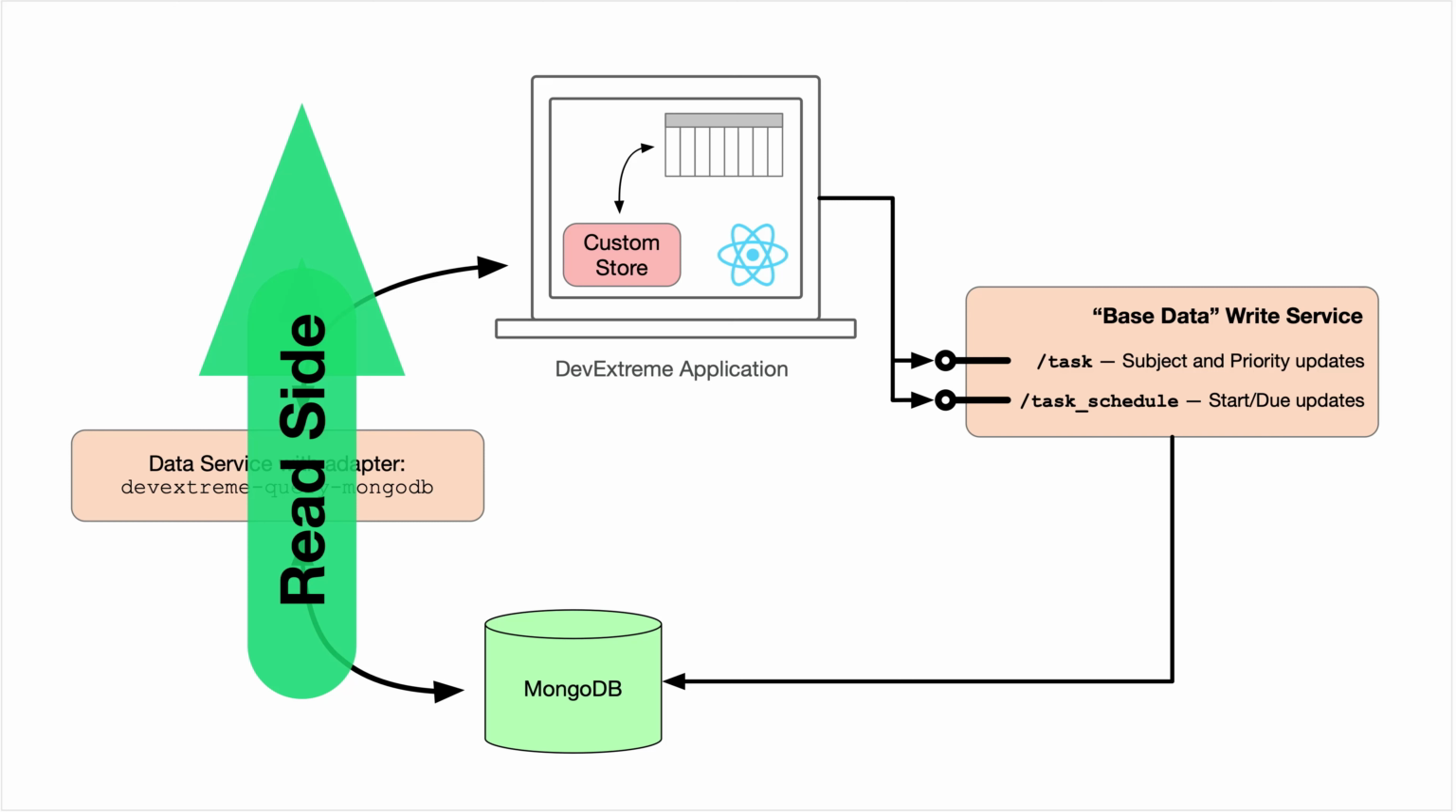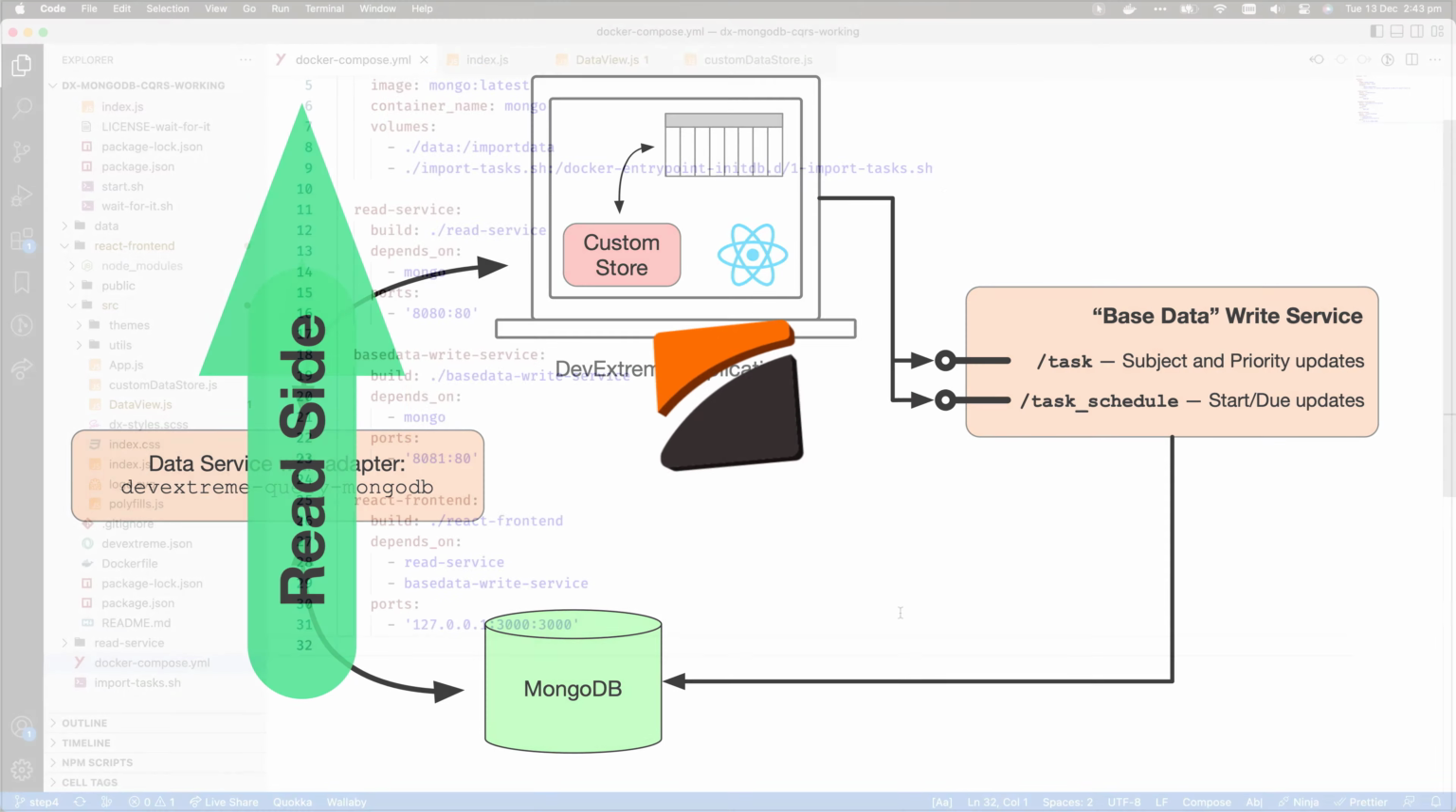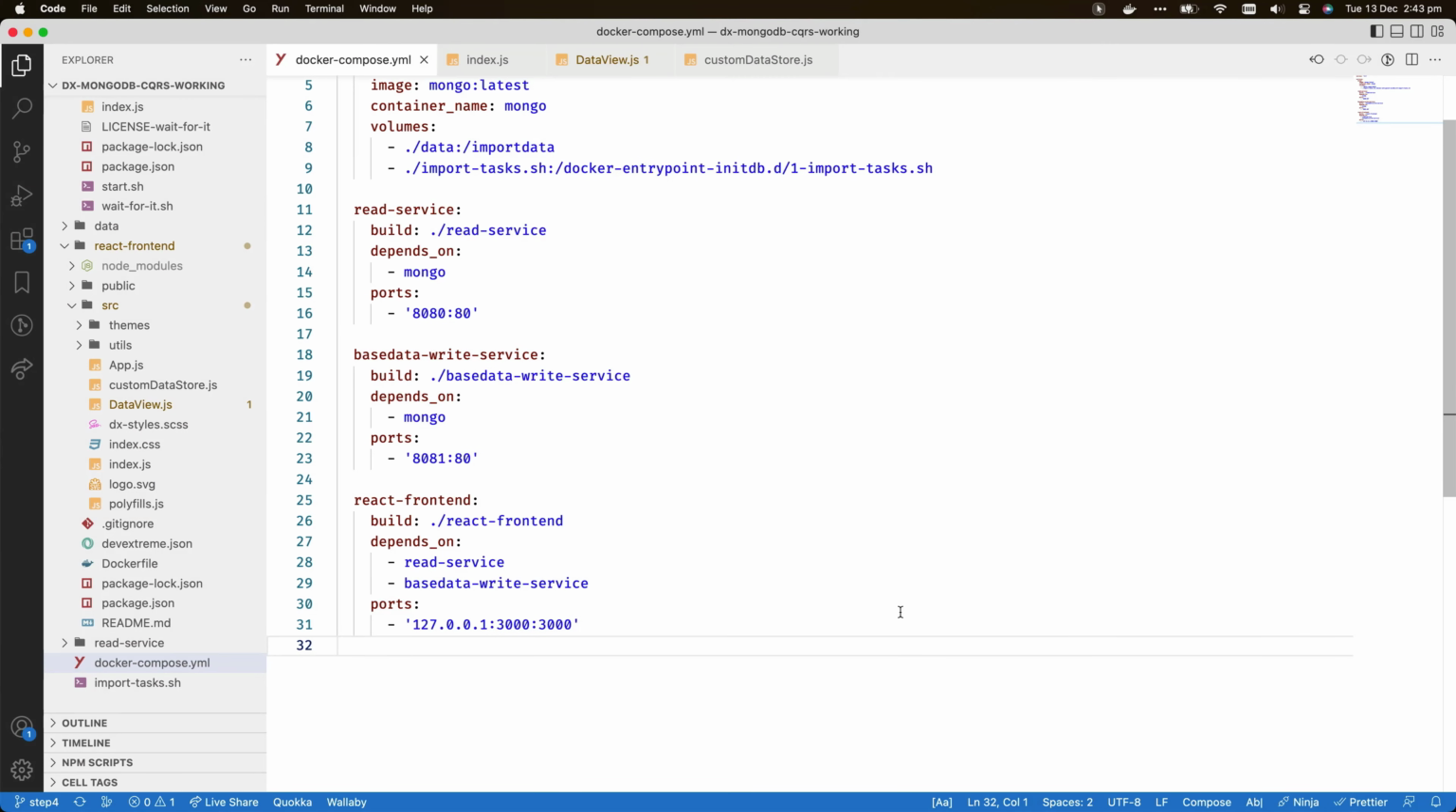First, I'll add a service that implements two endpoints for updates to specific fields of the data source. The two endpoints are separate for illustrative purposes. In a distributed application system, the CQRS write side can implement any number of parallel data update paths based on business logic requirements. In the sample project, the new service is now included in the Docker Compose configuration file with the name Base Data Write Service.